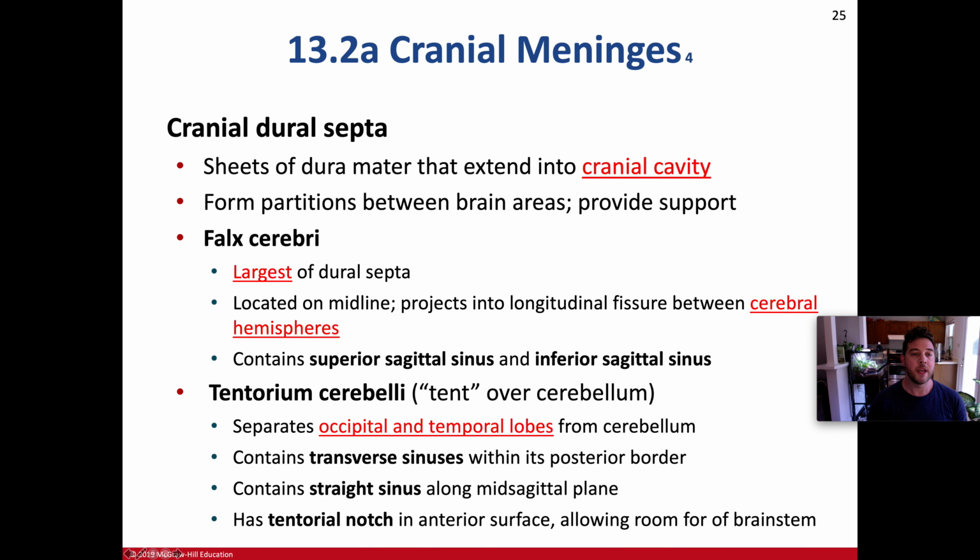Okay, the cranial dural septa. So there are sheets of dura mater that extend into the cranial cavity. They form partitions between the brain and help to provide support.